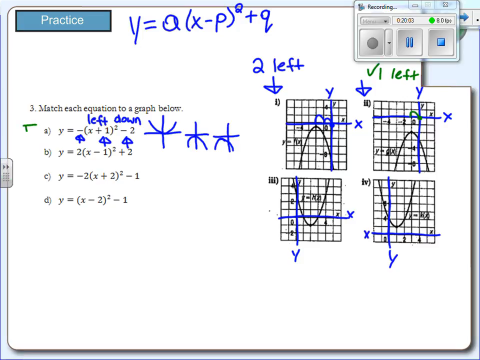Alright, we're going to try this with B, but we're going to go a little faster. I have a positive 2, so that means I'm going to be opening upwards. So I'm going to be picking one of these two graphs. I have a negative 1, so that means that I've moved to the right. And if you look, both of these graphs have gone right. This first one has gone 1, 2 to the right, and this other one has gone 1 to the right.